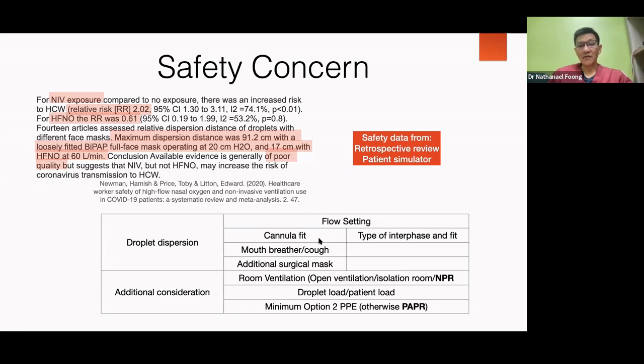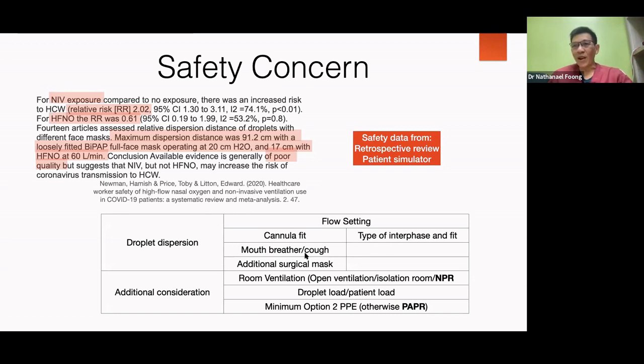How well is the cannula fitting? You know, the high flow nasal cannula that we have actually has 3 sizes. Putting too small a size on the nostril will cause more droplet dispersion. And for the NIV, it depends on the type of interface and the fit, right? I think our ED physicians are more familiar with the helmet CPAP, which has the most minimal droplet dispersion compared to a face mask and compared to an oral nasal mask, right?